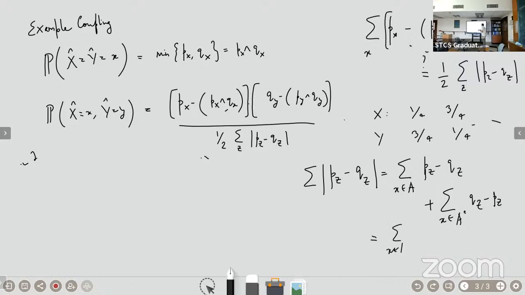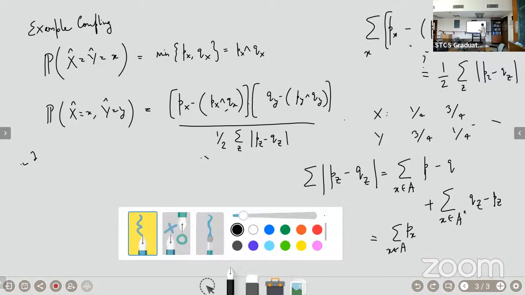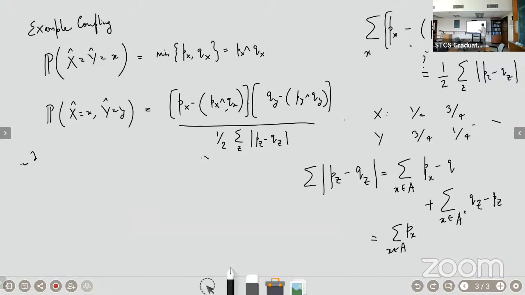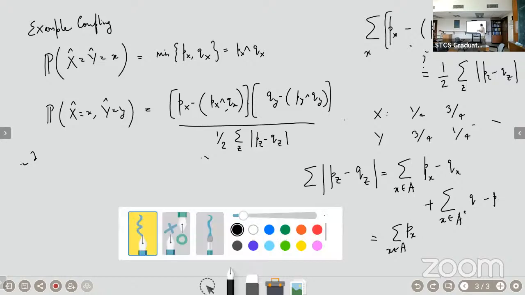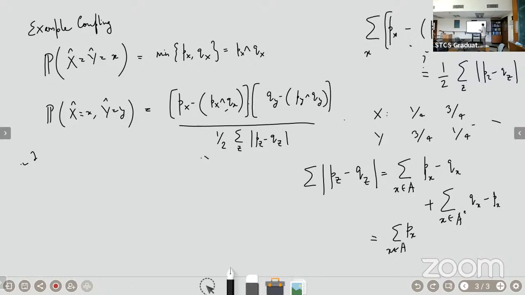x belongs to A, positive values, P(x). Just take the positive values first, and the negative values, Q(x), where x belongs to A.